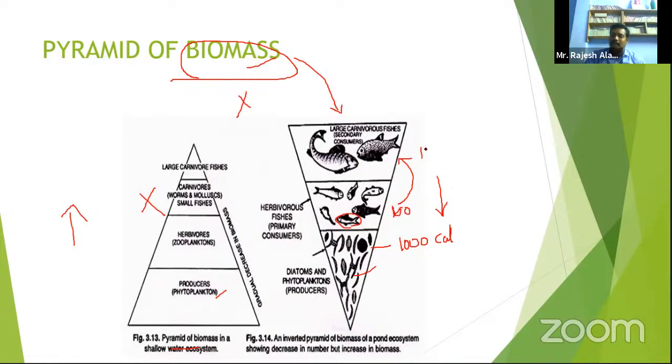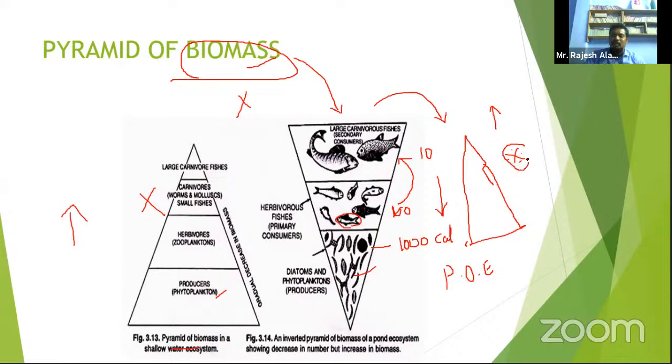Right, sir? And 10 calories will be available to the next level, that is the bigger fish. So here the base will become broader, that is at the producer level, and it will get tapered at the topmost area. The inverted pyramid has now become an upright pyramid. If I apply the pyramid of energy, it will always give an upright pyramid only. It is more suitable. It never ever gets inverted. So it suits all of the ecosystems and gives the same result. Right, sir?